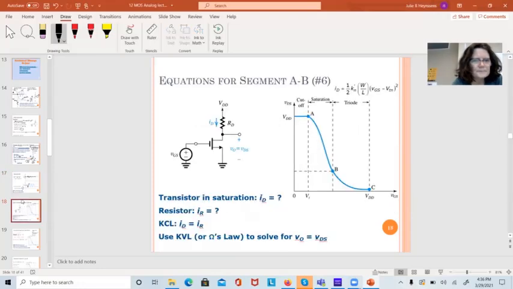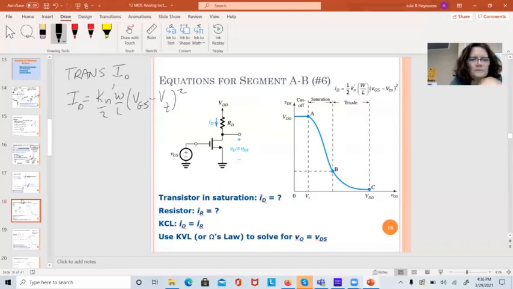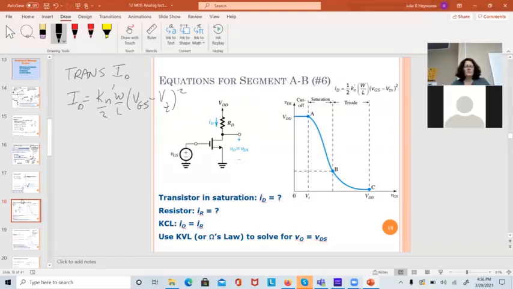Okay, 18. Now, if the transistor's in saturation, we know the transistor current is going to look something like this. ID equals Kn prime over 2 times W over L times VGS minus VT squared. So that's the equation for the transistor current.